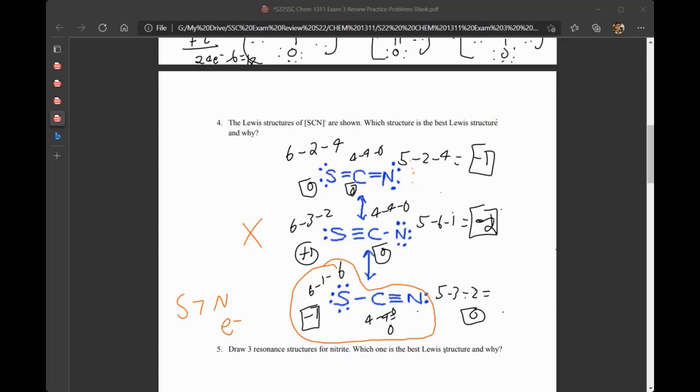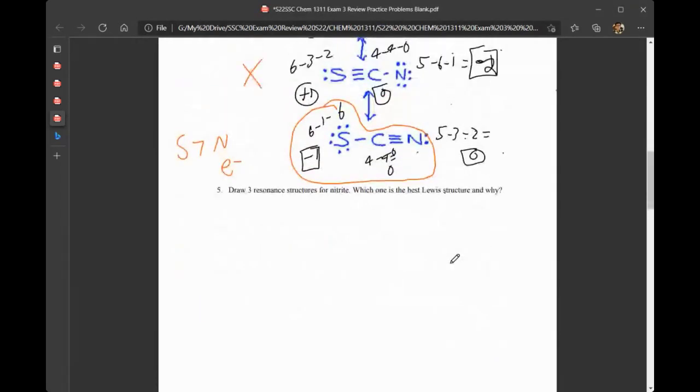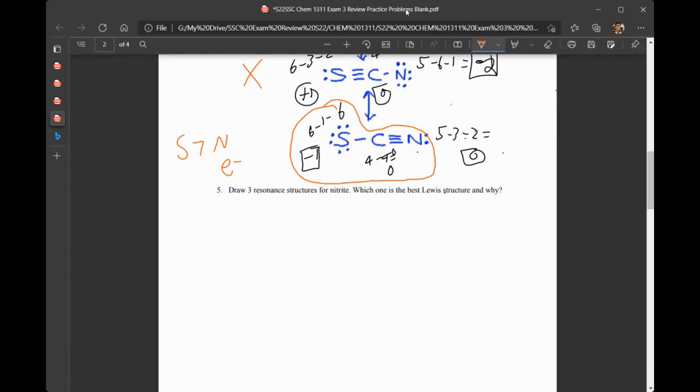Your formal charges across all elements should add up to the charge of the molecule. That's a good thing to keep in mind. Okay, cool. So let's go ahead and do this next problem.